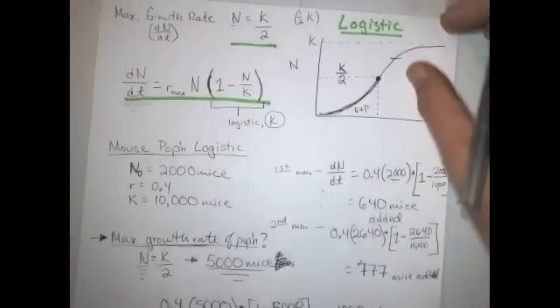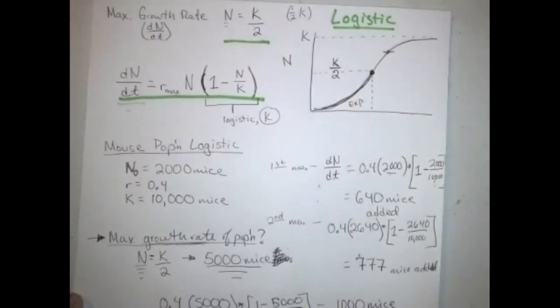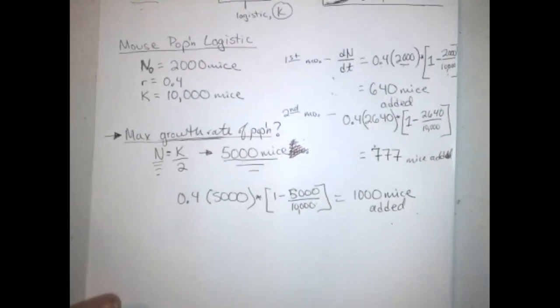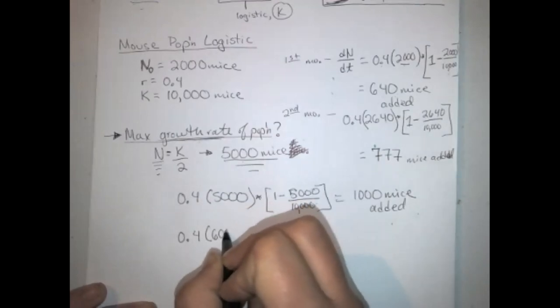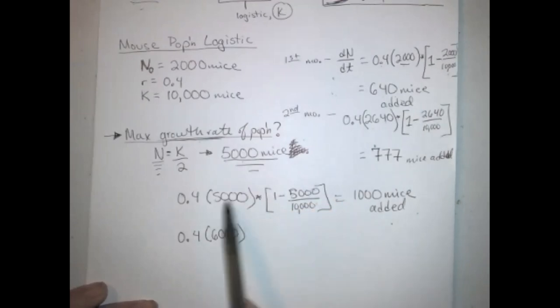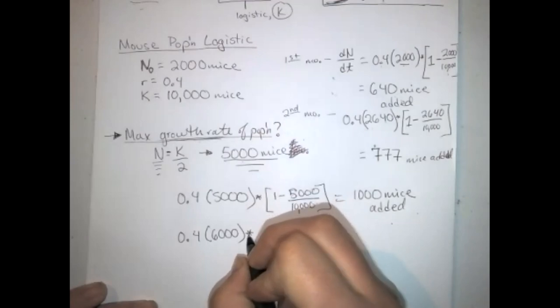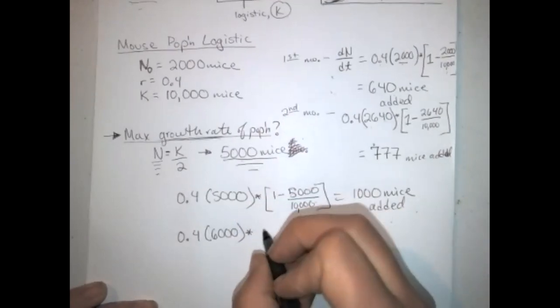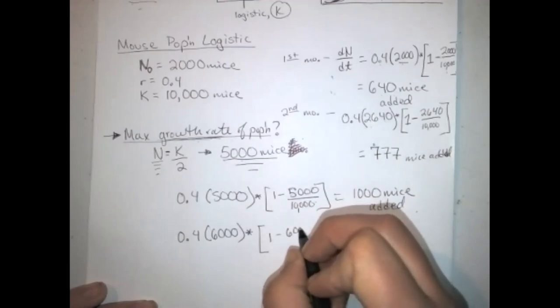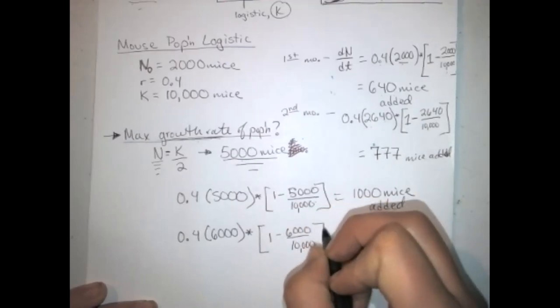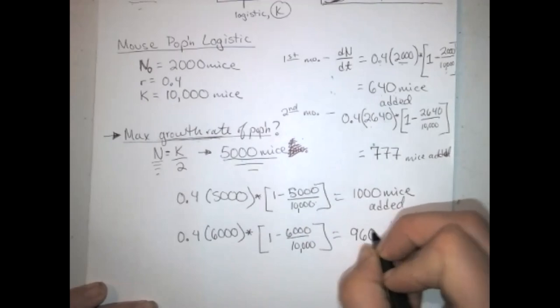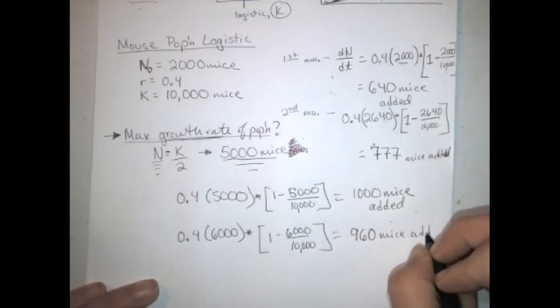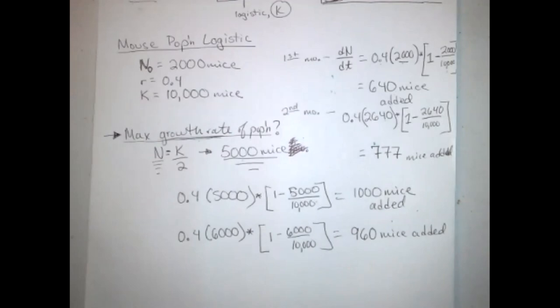Okay, so what happens if we look at the population up here somewhere, right? So above this maximum growth rate. Let's say the population is 6,000 individuals, right? So after this month after the highest growth rate month, 6,000 over 10,000. And so the growth rate would be 960 mice are added in that particular month.